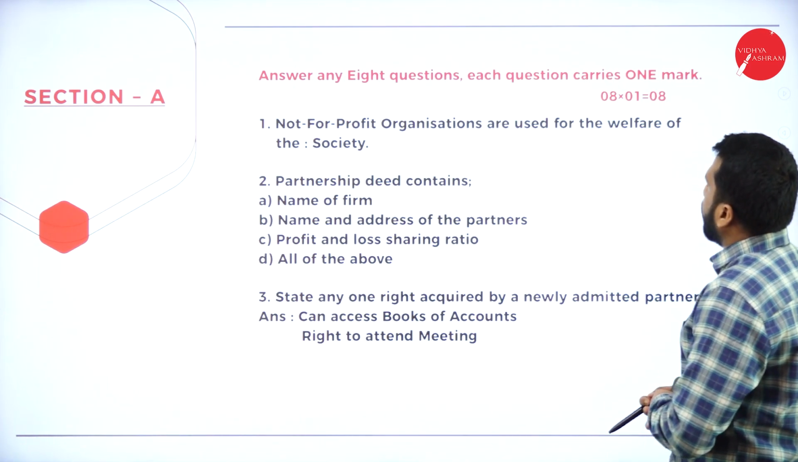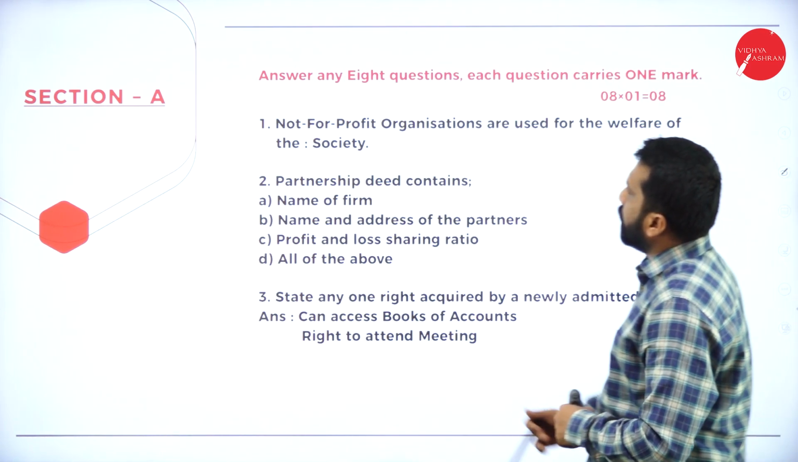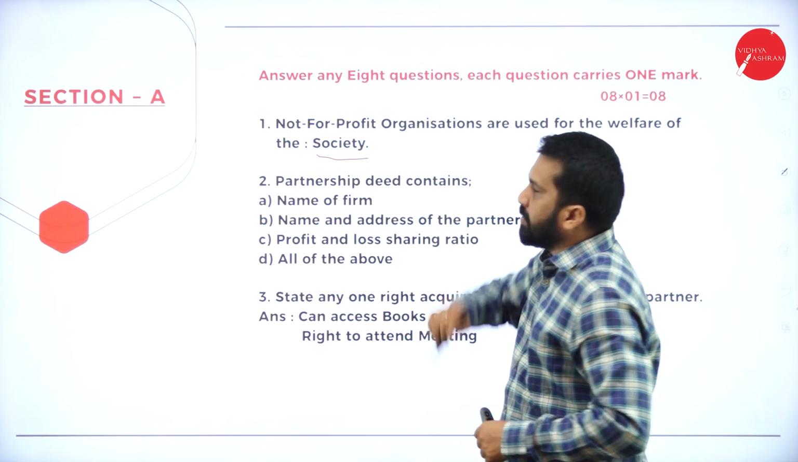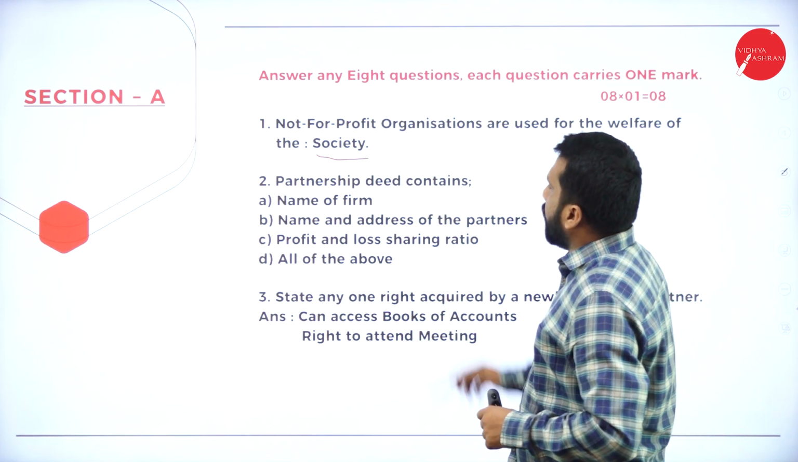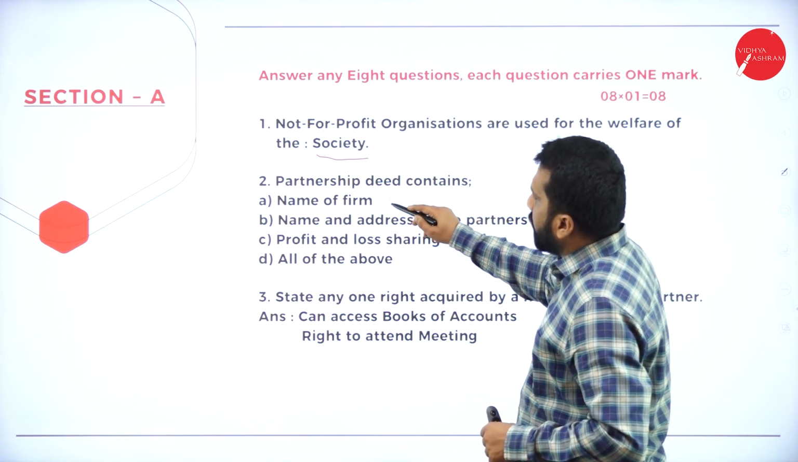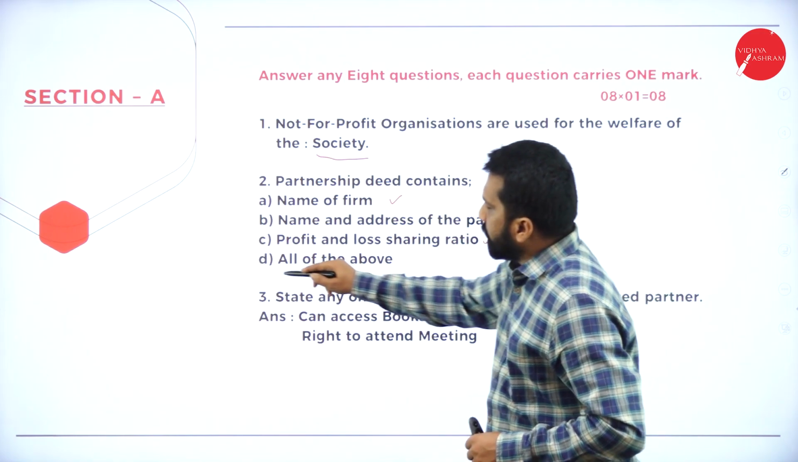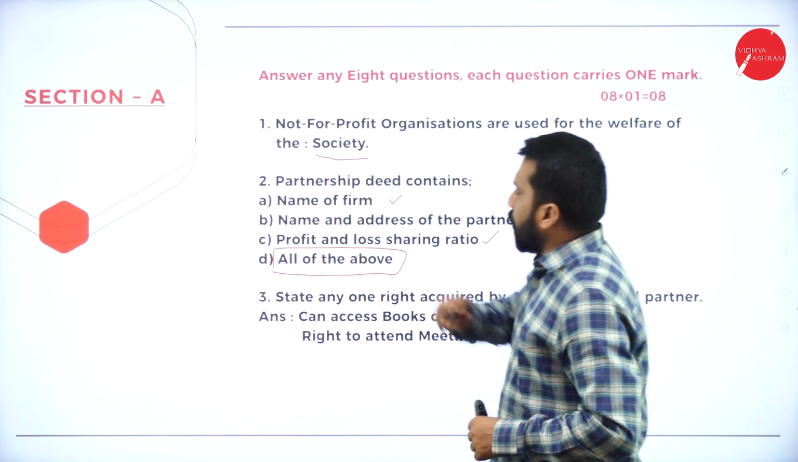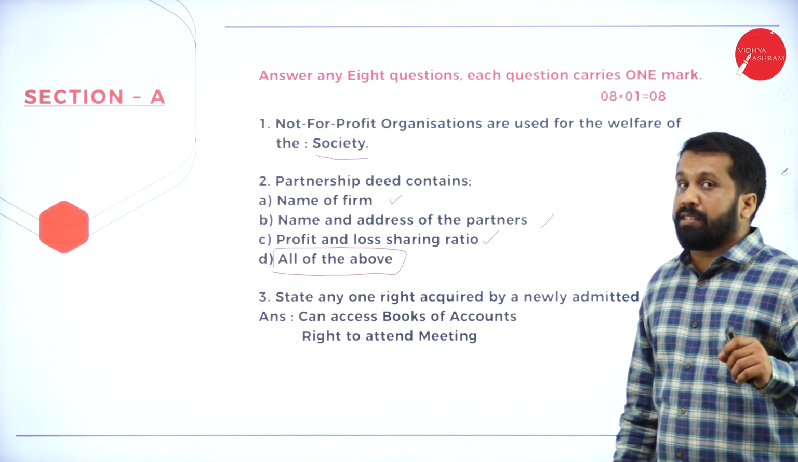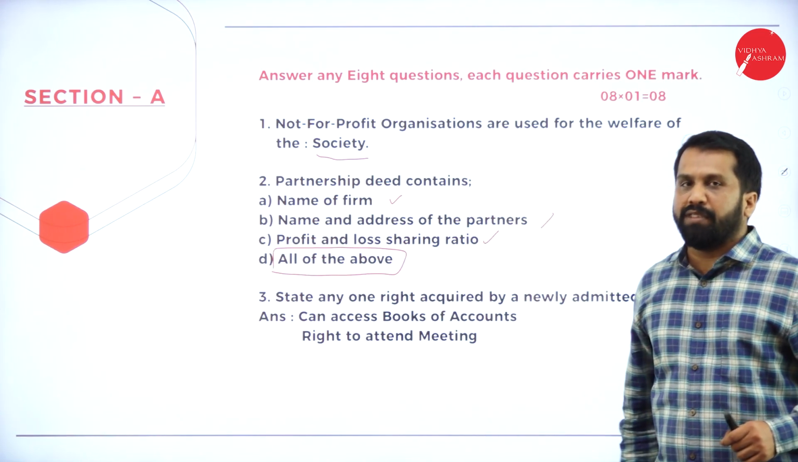Not-for-profit organizations are used for the welfare of society. What is your answer? Society. Then, partnership deed contains name of the firm, name and address, profit sharing. Yes. So your answer must be what? All of the above. 70% of the answers must be all of the above.